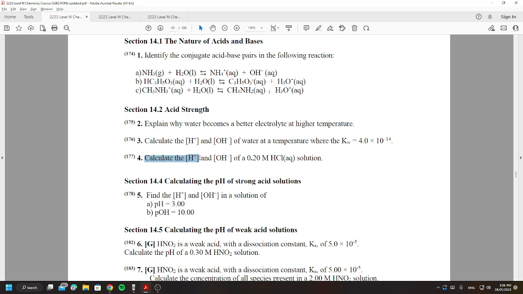Calculate the OH minus concentration. So calculate the H plus and the OH minus concentration of a 0.2 molar HCl acid solution, HCl aqueous solution. Right, so we know that HCl is a strong acid, right? You're going to memorize that. So it dissociates completely. Therefore, the concentration of H ions is 0.2 molar.